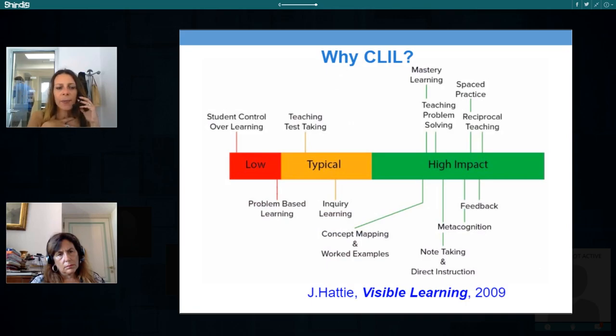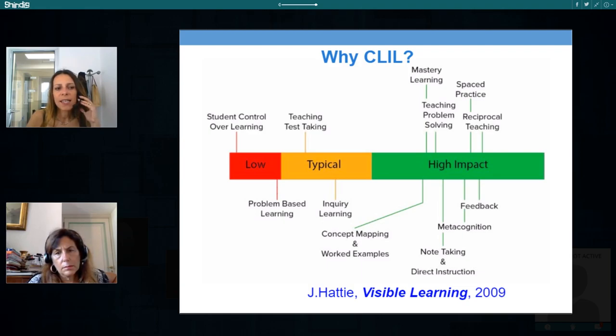Yeah, so as I was saying, CLIL methodologies is an umbrella term, including a lot of teaching strategies that, according to John Hattie, and we are talking about a meta-study that dates back to 2009, but is always growing and updating, and it's called visible learning. So John Hattie talks about the different teaching strategies that can have a high impact on the learning process and make the learning visible.